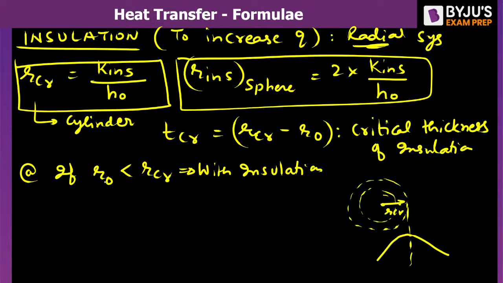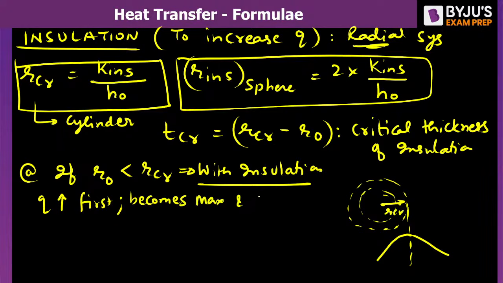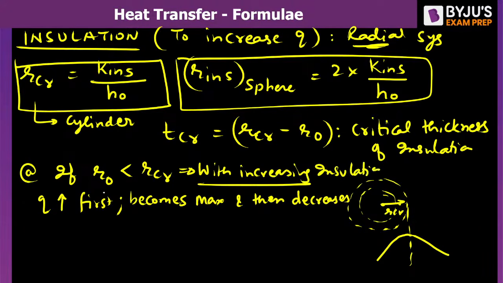If r naught, the outer radius of the radial system, is less than r_cr, then with insulation, Q increases first, becomes maximum, and then decreases with the further increase in insulation.